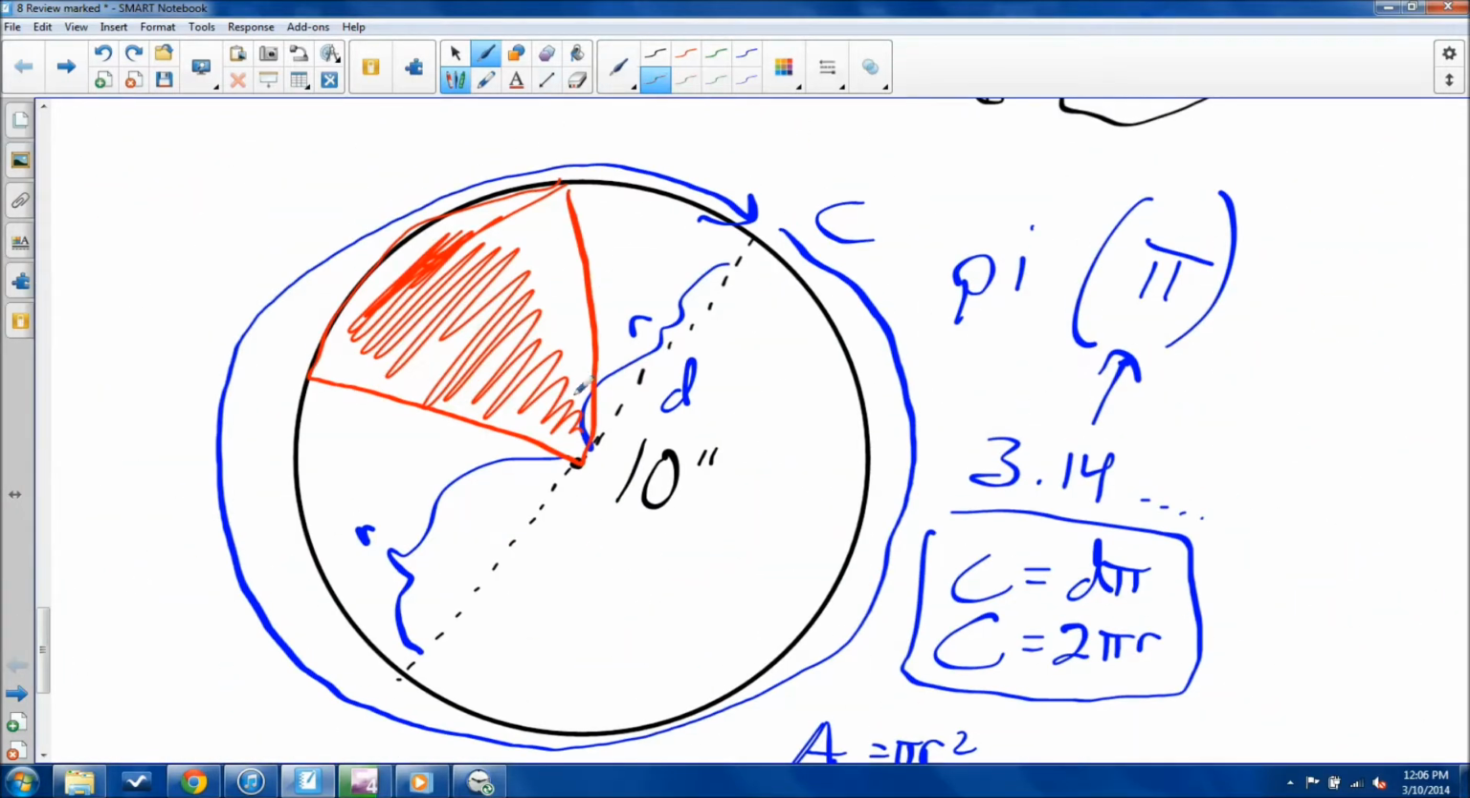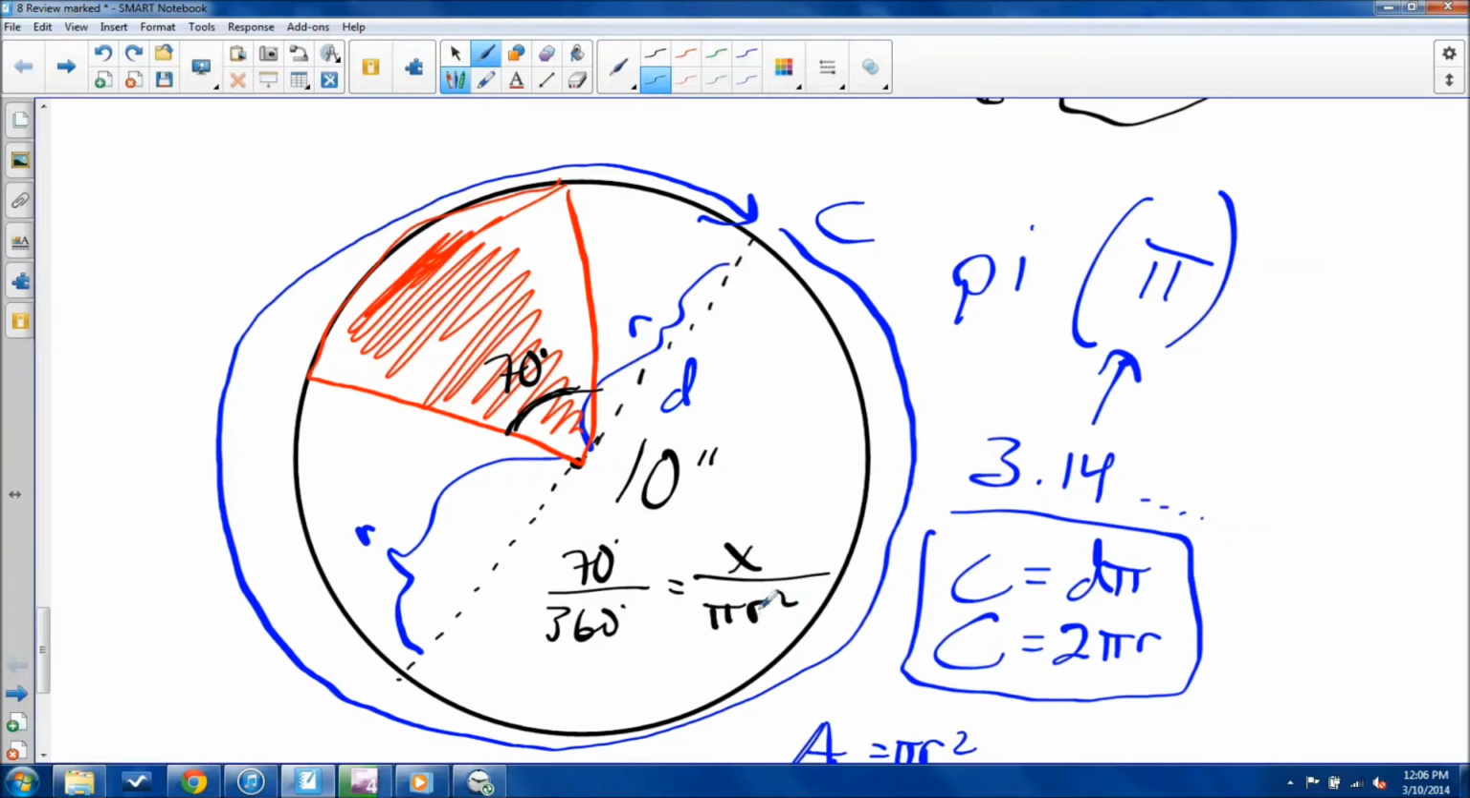say it's 70 degrees, you set up a proportion. You say, well, that's 70 degrees out of a whole 360. And that's going to be equivalent to the area I'm going to find over the area of my circle.